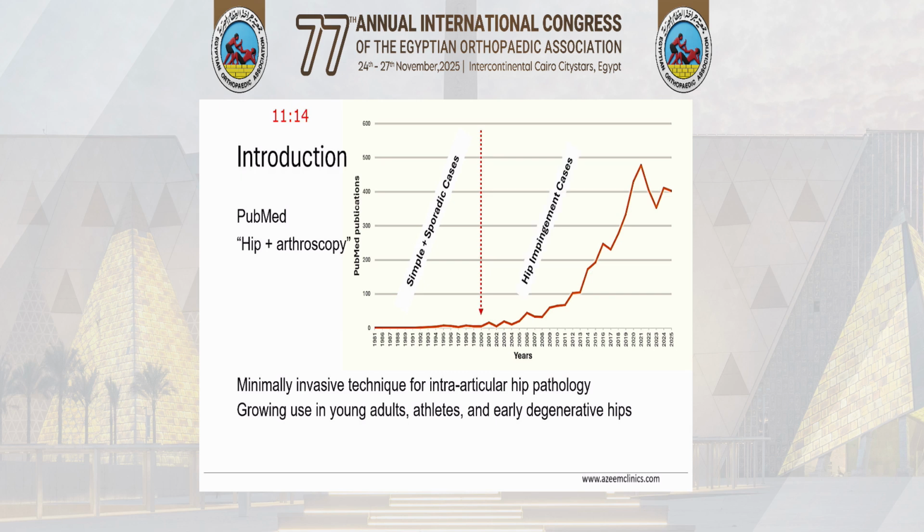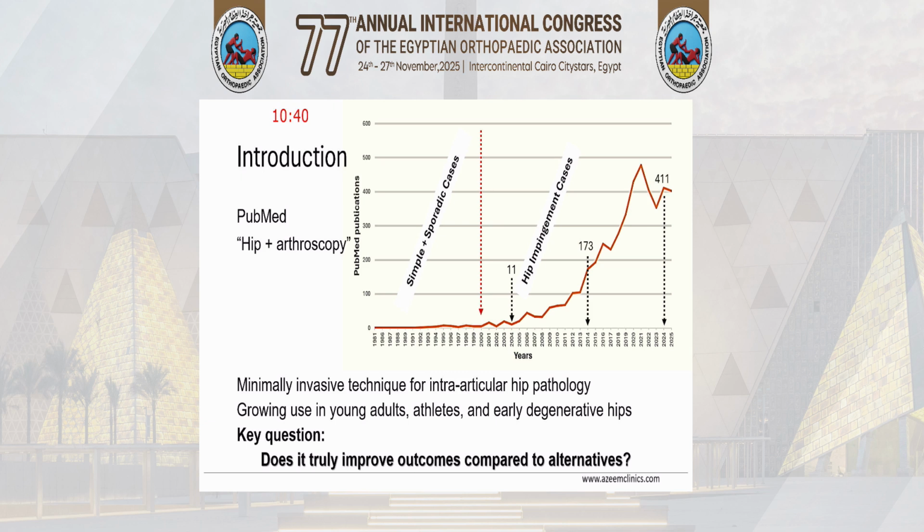So if we look at the hip impingement era, we will find that most of the hip arthroscopy after the year 2000 was described for hip impingement. طيب لو بصينا كده أخذنا 2004, 2014, 2024, so after every 10 years you will find that the number is almost time 100. So it's 11, 170, 173, and then 400. So I mean there is an exponential growth in the publications concerning this technique. So the key question is, does it truly improve the outcome compared to alternatives?